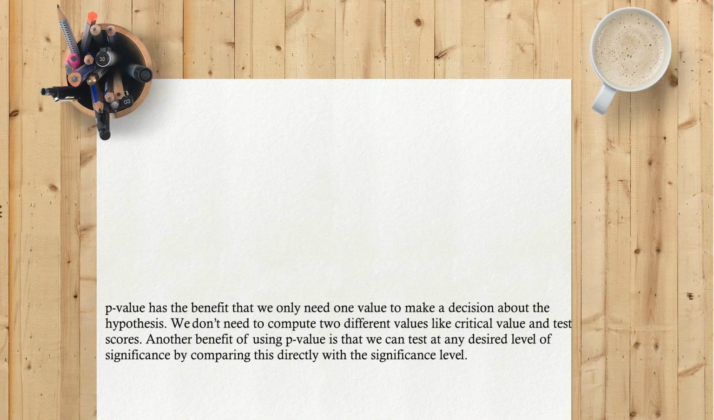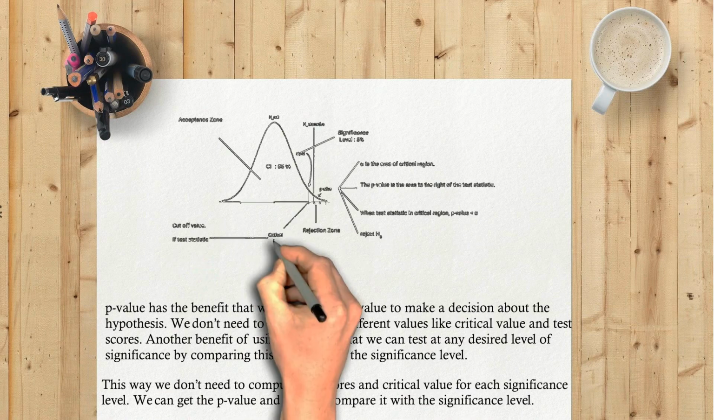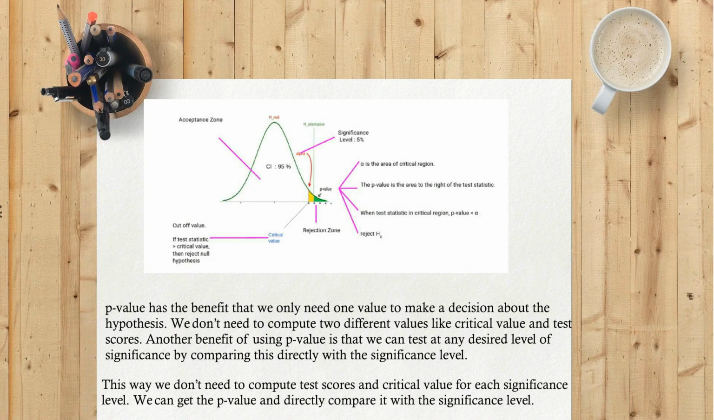P-value has the benefit that we only need one value to make a decision about the hypothesis. We don't need to compute two different values, like critical value and test scores. Another benefit of using p-value is that we can test at any desired level of significance by comparing this directly with the significance level. This way we don't need to compute test scores and critical value for each significance level. We can get the p-value and directly compare it with the significance level.